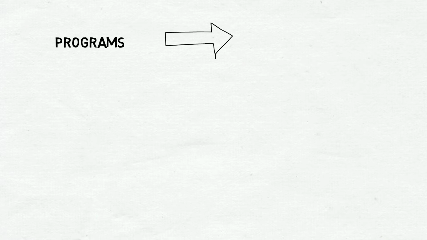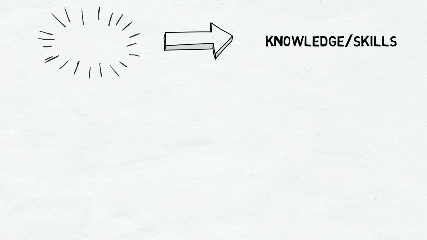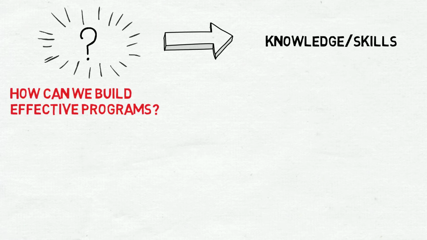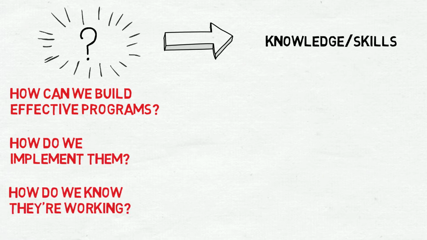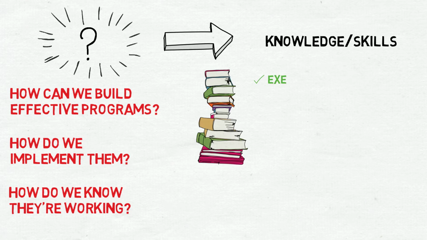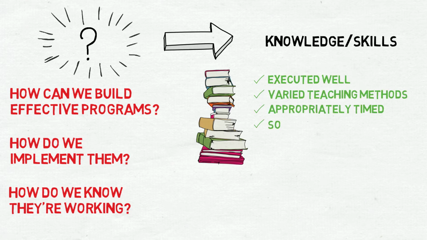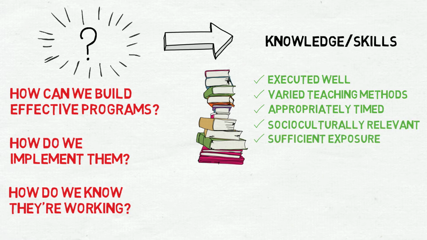Unfortunately, there are very few existing programs that are empirically shown to be effective at changing knowledge and skills related to sexual violence prevention. So our big questions become, how can we build effective programs? How do we actually implement them? And how do we know they're working? We know from the literature that programs have to be executed well, have varied teaching methods, and be appropriately timed and socioculturally relevant. There has to be sufficient exposure to make an impact, and programs can't be offered too frequently or students will disengage and get burned out.